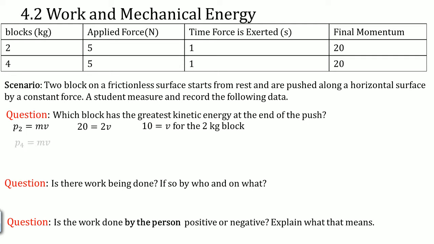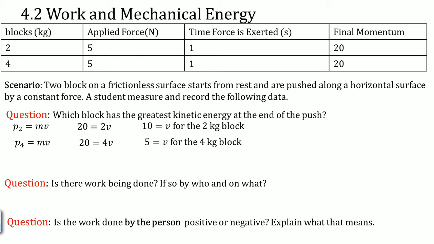We do the same thing for the 4 kilogram block. So momentum of the 4 kilogram block is equal to mv. The final momentum was 20, divided by 4, you get 5 for its velocity for the 4 kilogram block.